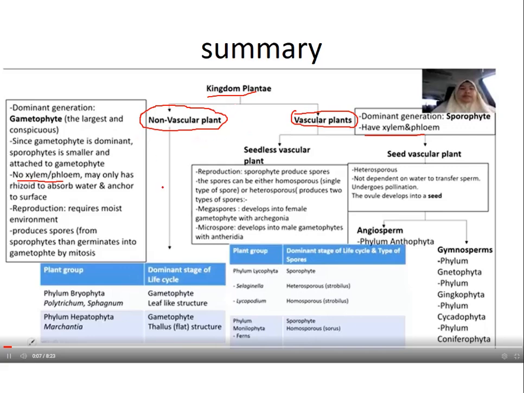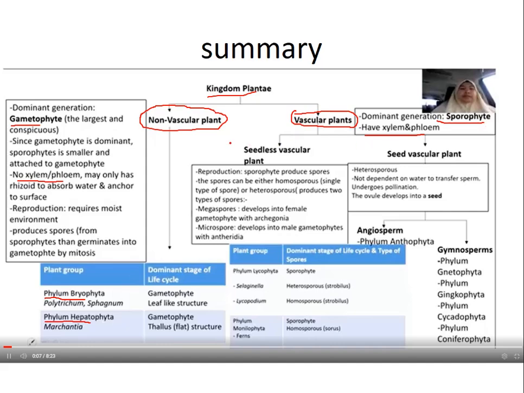For non-vascular plants, you can see here there are two phyla. Phylum Bryophyta, examples are Polytrichum and Sphagnum, and phylum Hepatophyta, an example here is Marchantia. Another feature of non-vascular plants is that the dominant stage of the life cycle is the gametophyte, which I will explain in detail in the next slide. Under the vascular plants, all vascular plants have the dominant generation of the life cycle as the sporophyte.